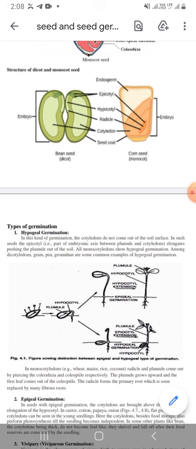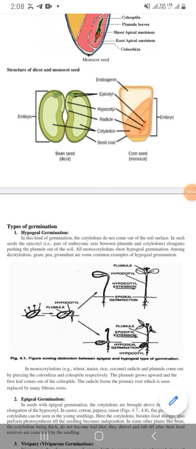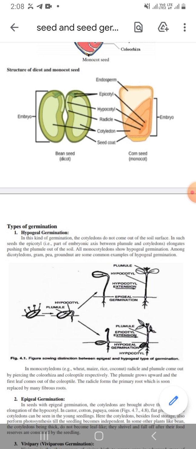In this kind of germination, the cotyledons do not come out of the soil surface, meaning the cotyledon remains below the soil surface. It is called hypogeal germination and it is observed in all monocot seeds. What is meant by monocot seeds, we previously learned.